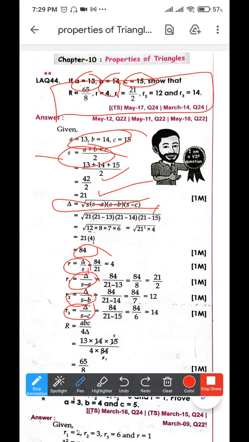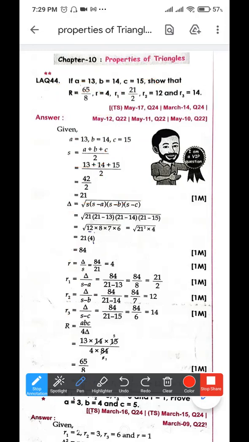Substitute all the values of delta, S, and A. Okay, we found the value of S, we found the value of delta, and we know the value of A, B, and C. After that, simplify this, and you will get the final answer. That's 21 by 2, 12 by 2, and 4 by 2. Then we have to find R. What is the formula for R? A into B into C by 4 delta. Okay.